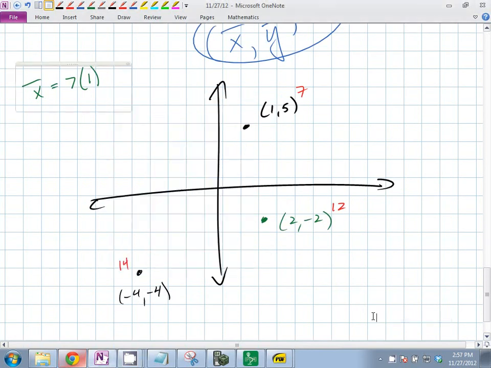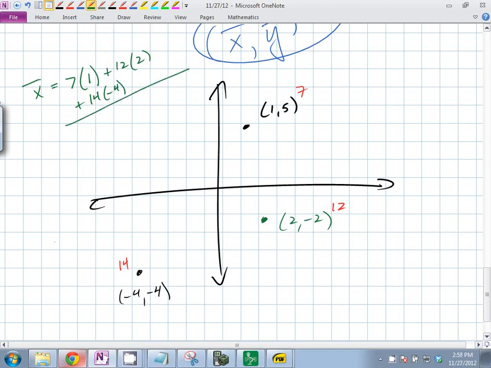You did 7 times 1. Why did you do 7 times 1? Because that's the magnitude of your weight times your x coordinate. Great. Okay, and then what are you going to do next? Am I going to add something to those? What am I going to add? 12 times what? Okay, 12 times 2. And what am I going to add to that? 14 times negative 4. And you're going to divide by the sum of the masses.